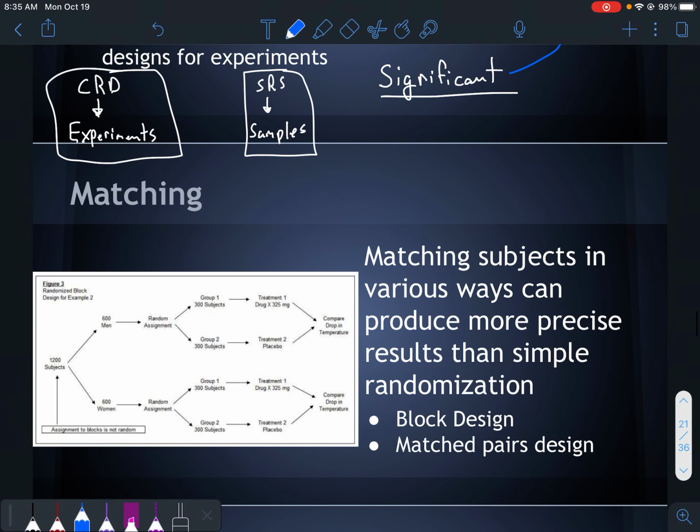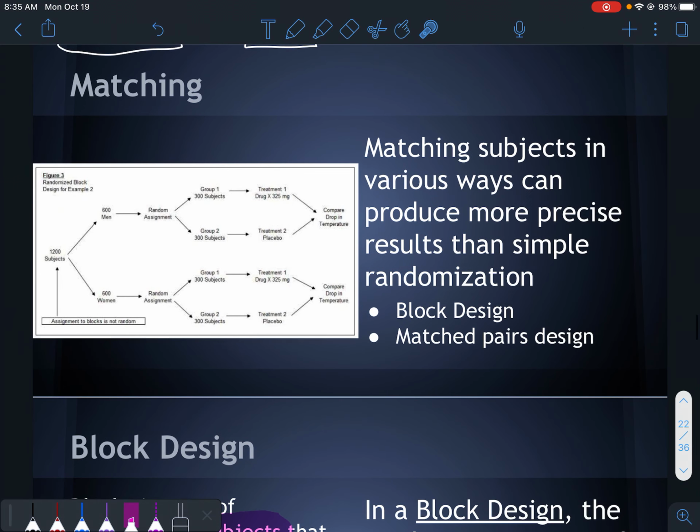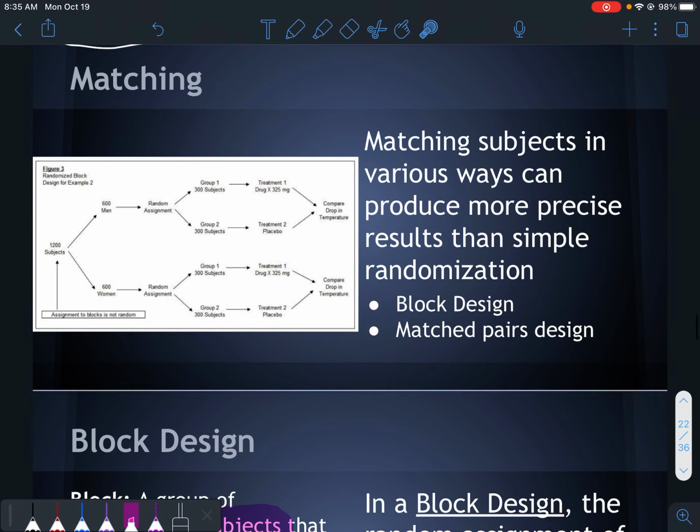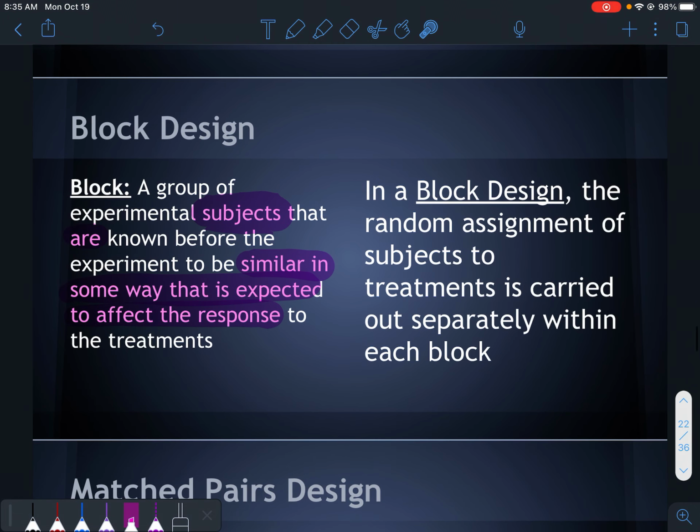Matching. So if you look up here and think about your completely randomized design, it goes to experiments as SRS goes to samples. Matching in this situation is going to be like your stratified random sample, where you're putting people in a pool together that have some similar characteristic that might make sense with that. So we'll talk about a block design and matched pairs design.